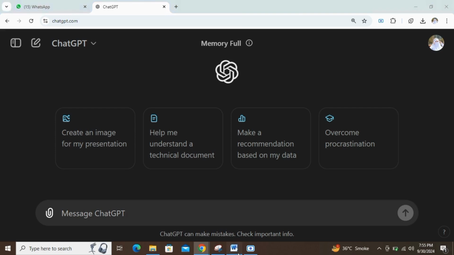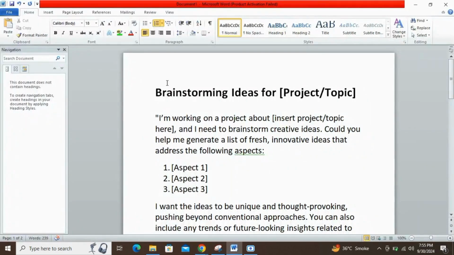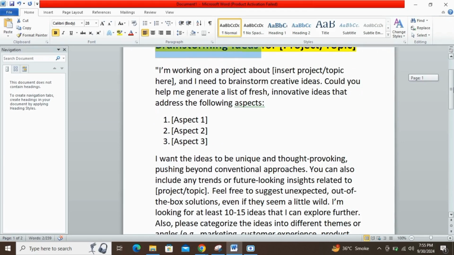But how do you harness its power? Let's get started. In this video, I'll share my step by step process for using ChatGPT to supercharge your brainstorming sessions. So here's my document with a customized prompt. Let's break it down. And don't worry, we'll explore it with the help of an example also.